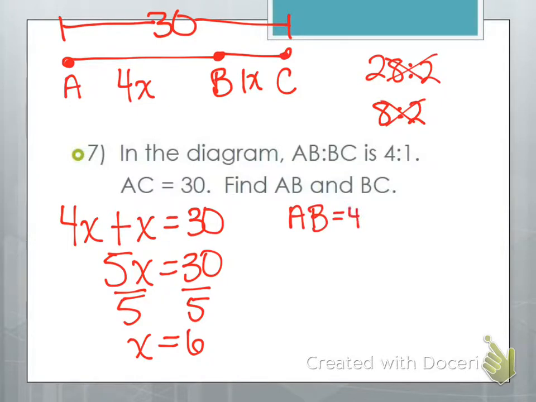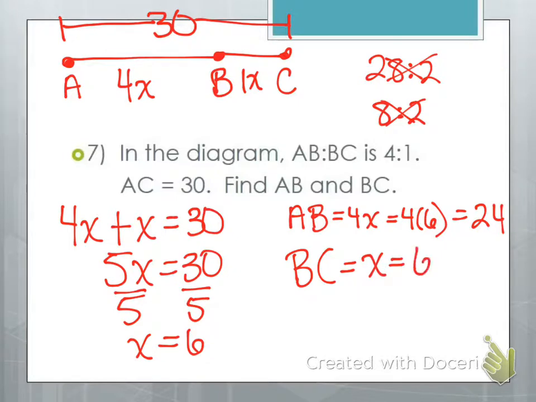AB was equal to 4x. That's 4 times 6, which is 24. What's the length of BC? BC is just going to be 6. It was just equal to 1x or 6. So AB was 24, BC was 6. If we add those together, we do get 30.